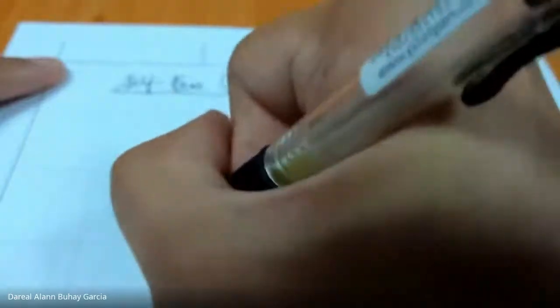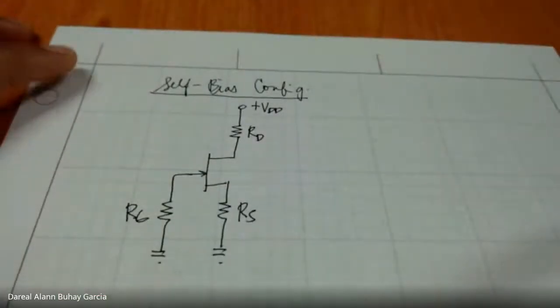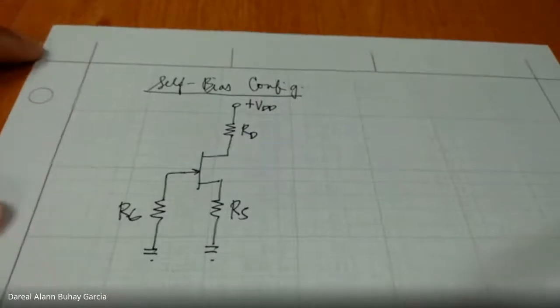So if we have this device, we have RS and RD, the same as before. The only difference from the fixed bias is that there is no VGG. RG is connected directly to ground. So this is a self-bias configuration for FET amplifiers.